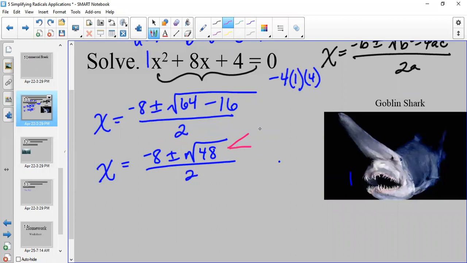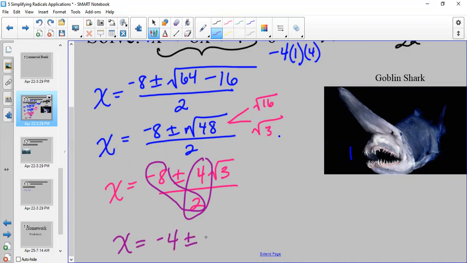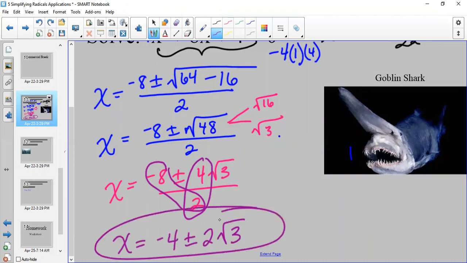And here's where I'm going to split up 48. I think 48 is divisible by 16, so 16 times 3. So we're going to take the square root of 16, which is 4, times the square root of 3, all over 2. And I can simplify all three numbers on the outside by dividing them by 2. The final answer here would be negative 4 plus or minus 2 square root of 3, and I don't need to put it over 1. That would be my final answer.